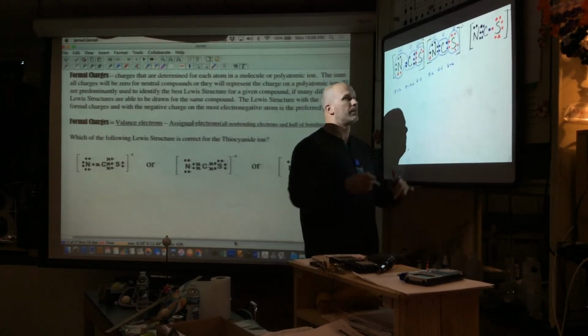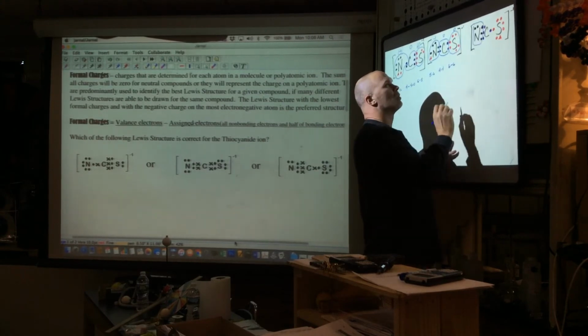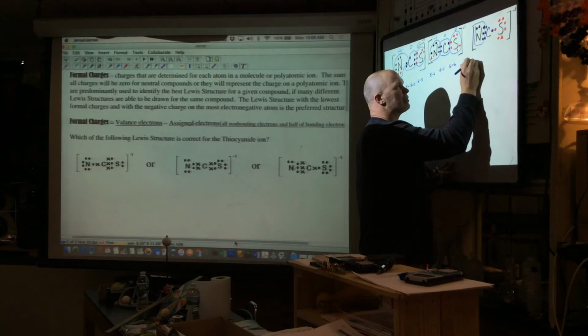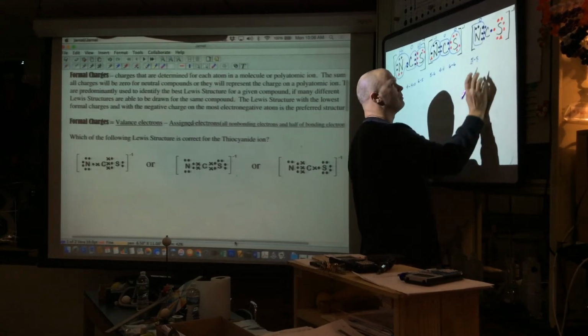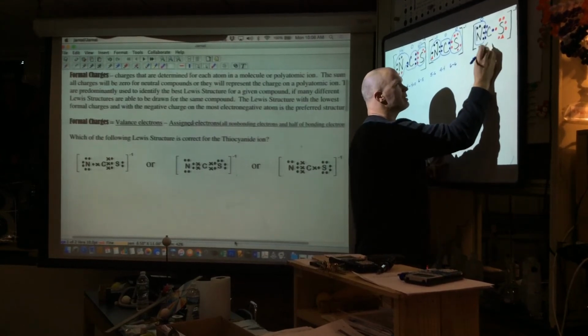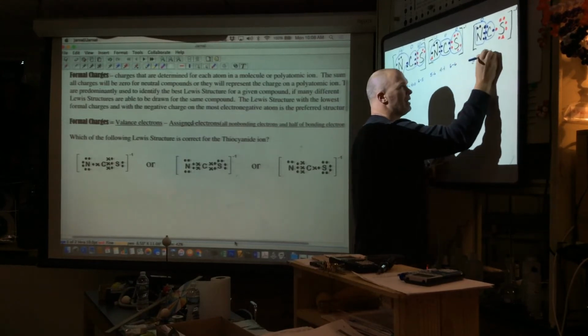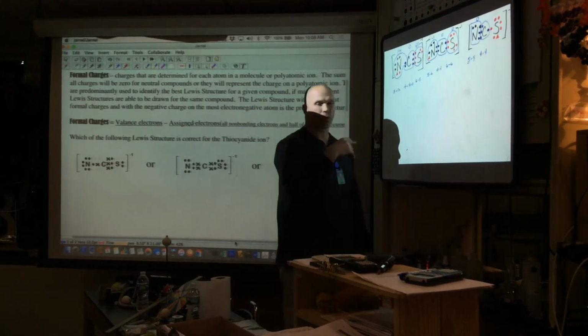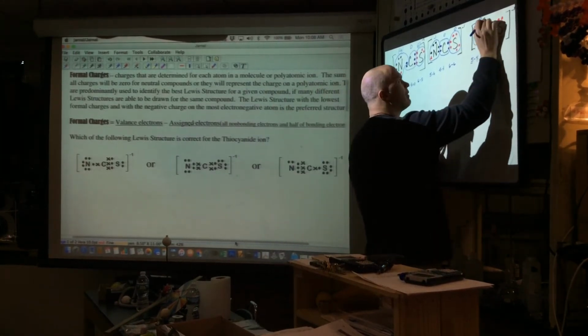Let's continue on. Nitrogen is 1, 2, 3, 4, 5. Hey, nitrogen loves triple bonds. 5 minus 5, 5 valence minus the assigned is 0. That's a good one right there. Carbon has 4 valence electrons. 4 minus the 4 that's assigned. Half its bonding. And of course, all lone pairs, it doesn't have any lone pairs. So that's a 0. I'm loving life here, so good.